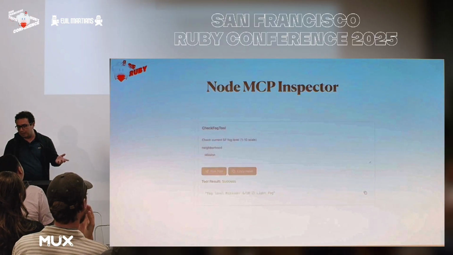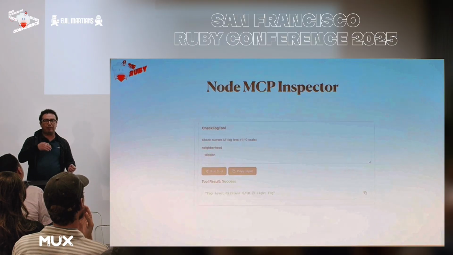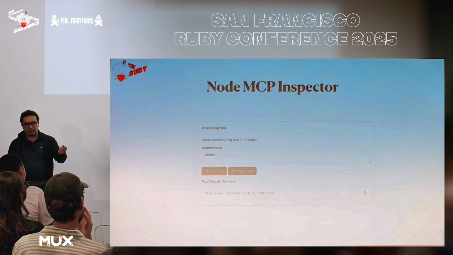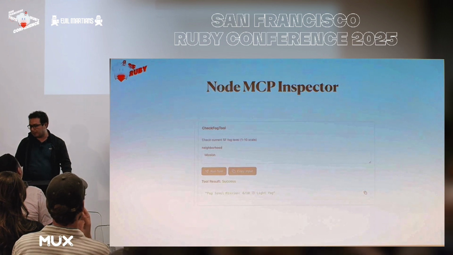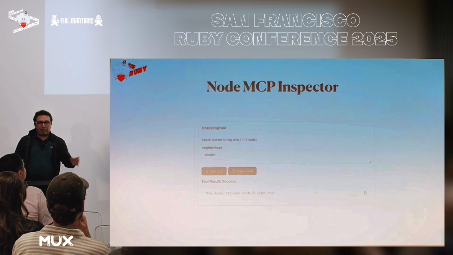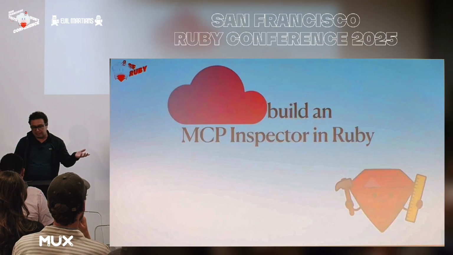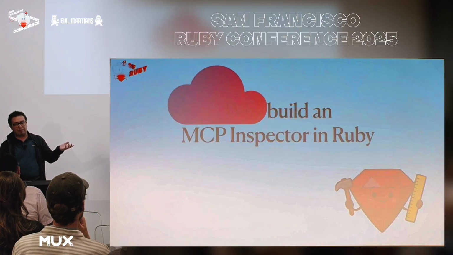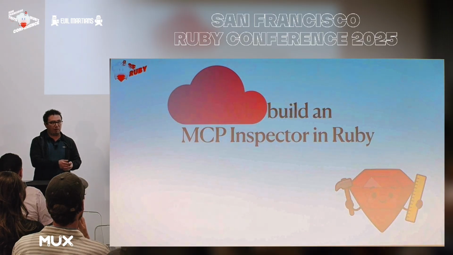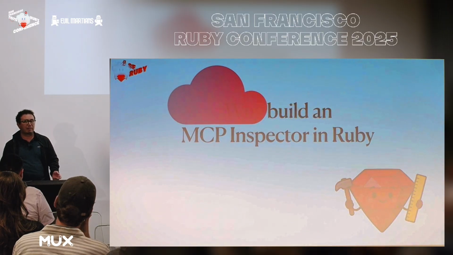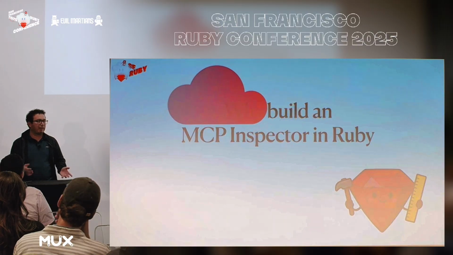And the last one is where you actually get the feedback, where you see the tool execution, or you can press or change the parameters. So if this already exists, why build an MCP inspector in Ruby? The main reason I started building one is because I wanted to learn more about the MCP protocol.